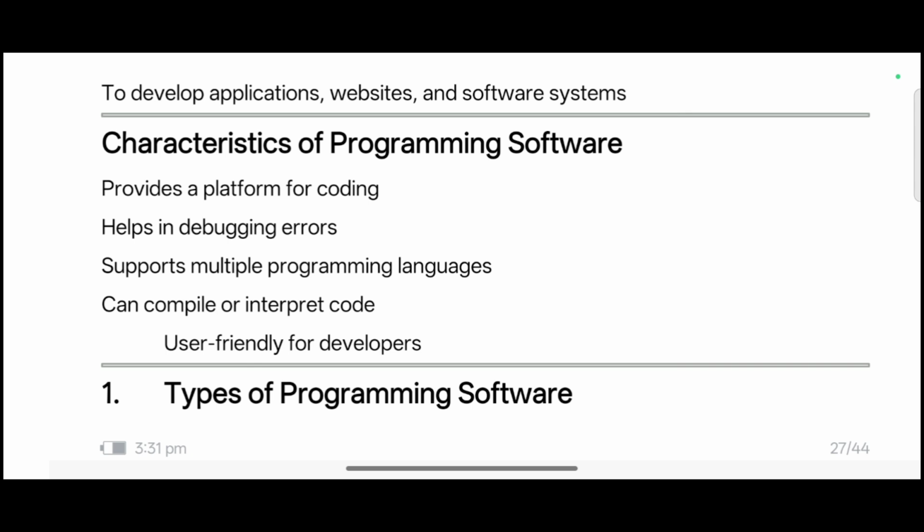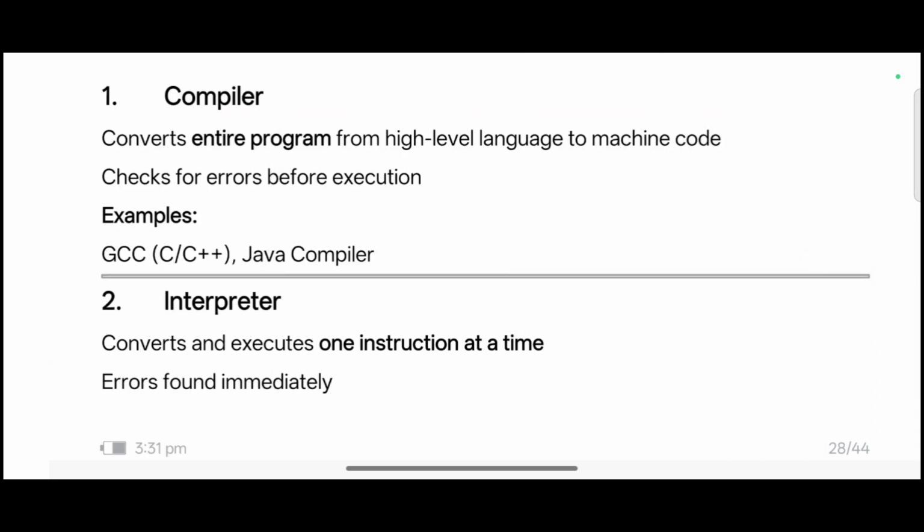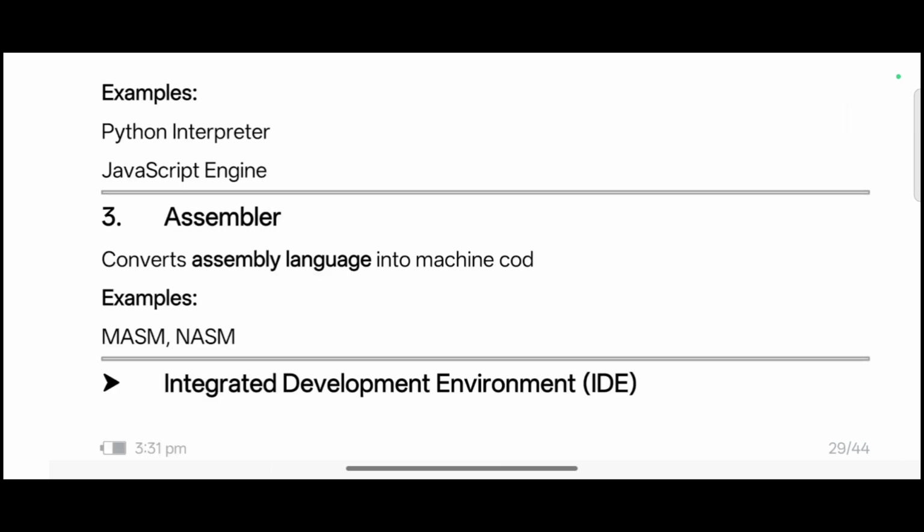Types of programming software are the compiler, which converts the entire program from a high level language to machine code and checks for errors before execution. Examples are C, C++, and Java compilers. Interpreter: converts and executes one instruction at a time, and errors are found immediately. Example: Python interpreter, JavaScript engine. Assembler: converts assembly language into machine code. Example: MASM, NASM.